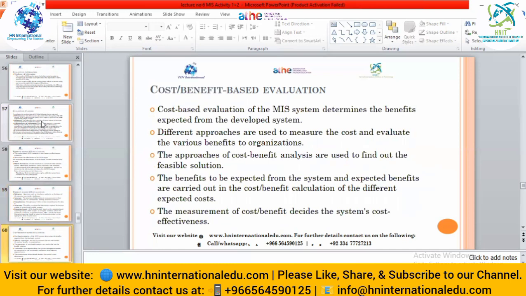On the cost-based evaluation, we have to determine the benefits expected from our developed system. Whether they have reduced the cost of production or not. Different approaches are used to measure the cost and evaluate the various benefits to the organization. So we have to minimize the budget and maximize the revenue. The approaches of cost benefit analysis are used to find the suitable solution, the benefits expected from the system, and the expected benefits are carried out in the cost benefit calculation. So different criteria are set according to the cost. The measurement of cost benefit decides the system's cost effectiveness.